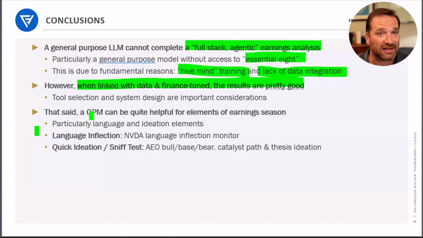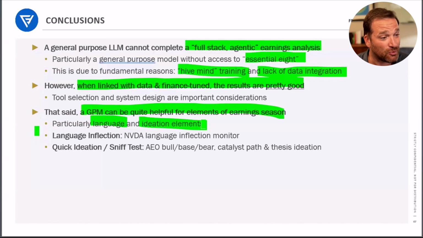With all of that said, general purpose models can be quite helpful for certain elements of earnings season, particularly language analysis and ideation elements where I need to move quickly. And sometimes you need to move quickly. There might be a new litigation announced in an earnings preview and the stock gaps down 15%. There's instant liquidity after market close in the aftermarket. I might need to do analysis in 10 minutes to get to a conclusion whether this is a real risk or not. And so those triage elements can be really helpful.